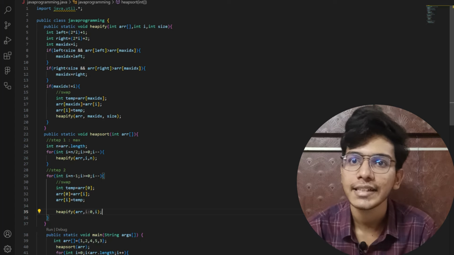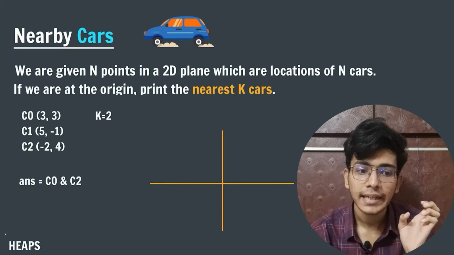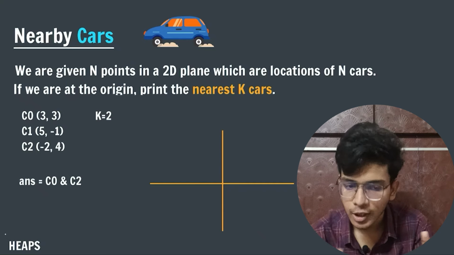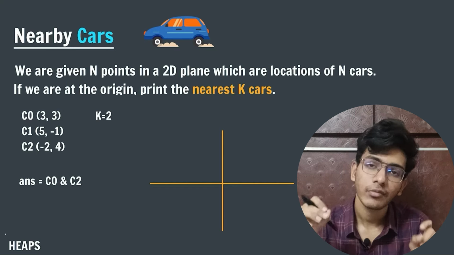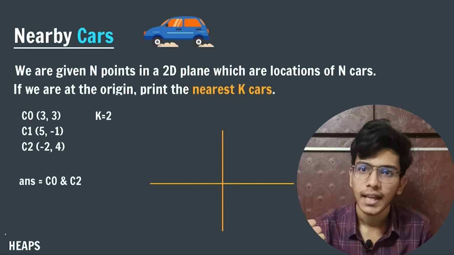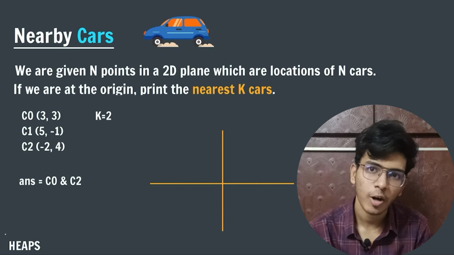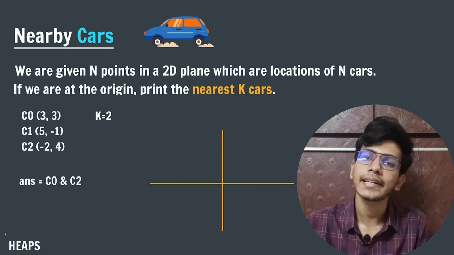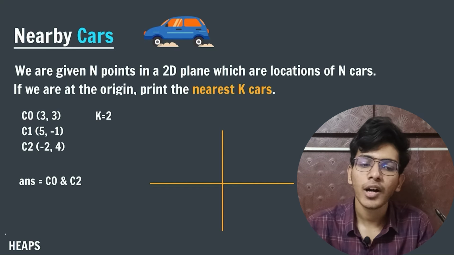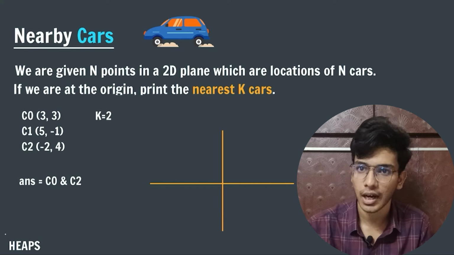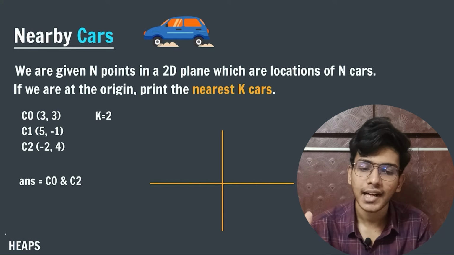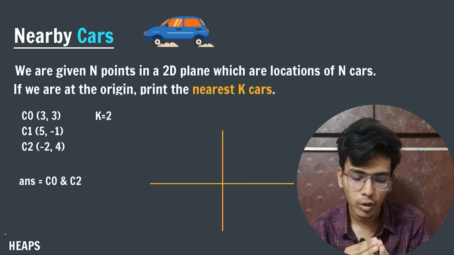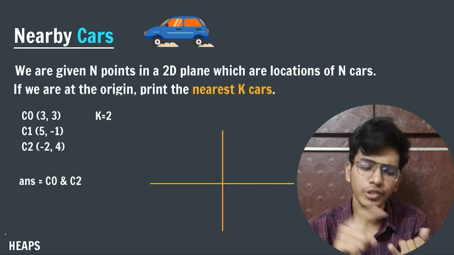Now let us talk about another interesting question, and the name of the question is nearby cars. So here the user will give me a two-dimensional plane, and one more thing is that the user will give me points. Let's say the user has given me points as C0, C1, C2, C3, something like that, and these points represent coordinates in the two-dimensional plane, and these points are the representation of the positions of cars. Okay, so these points are the positions of different cars, and I am standing at the origin. I need to calculate which car is nearer to me, and the user will give me a k value.